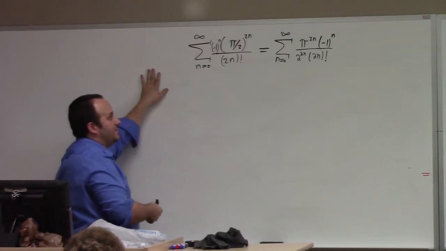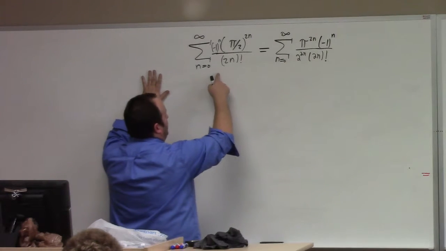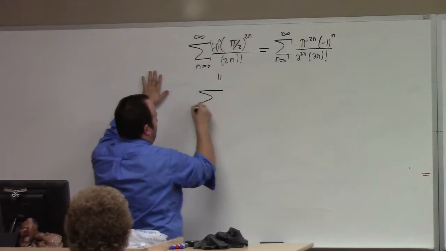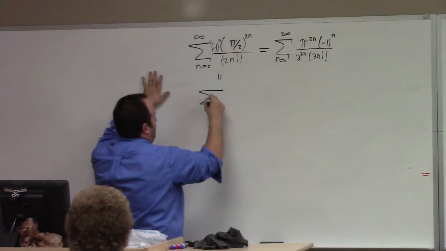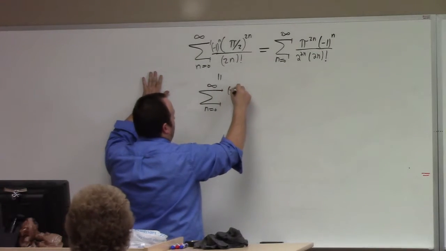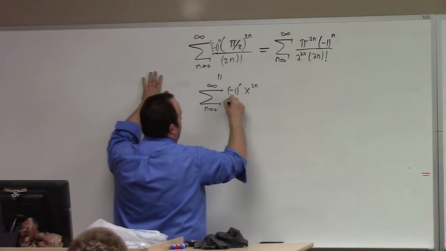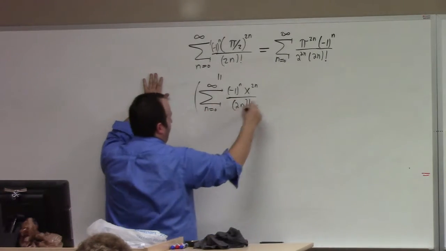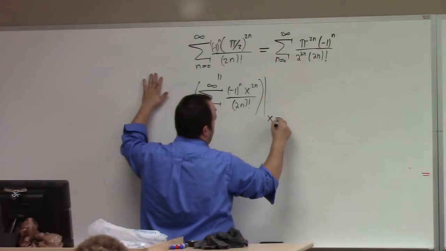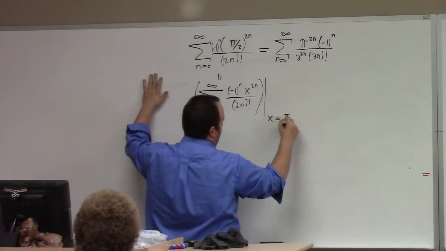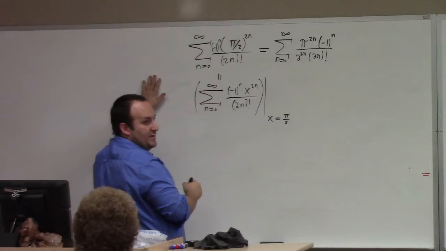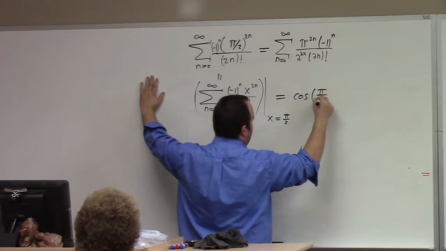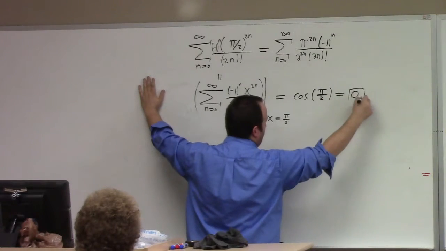So anyway, the point here is to look at this and go, that's just the power series n equals 0 to infinity, minus 1 to the n, x to the 2n over 2n factorial with what? X equals pi over 2, yeah. In other words, this is cosine pi over 2, which means it's 0.